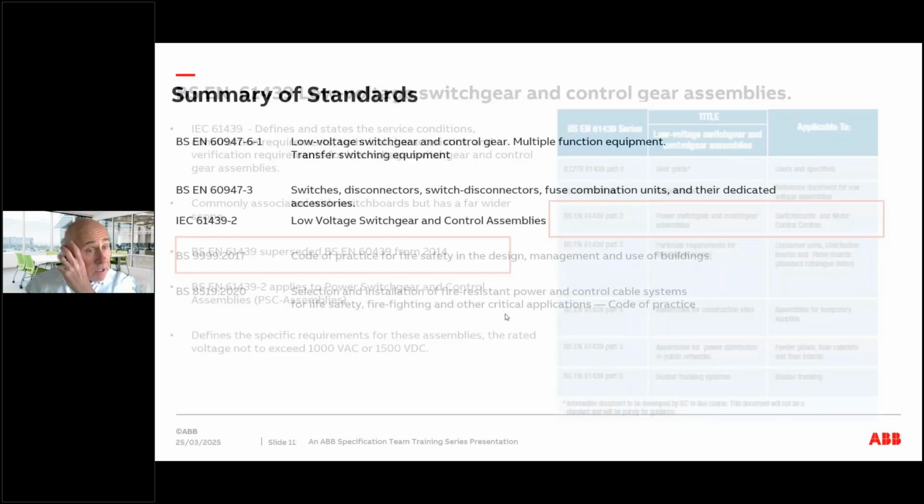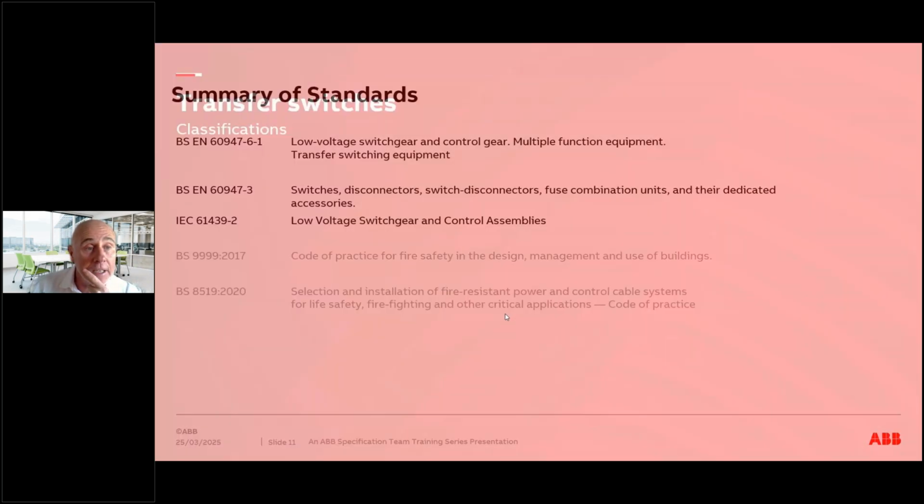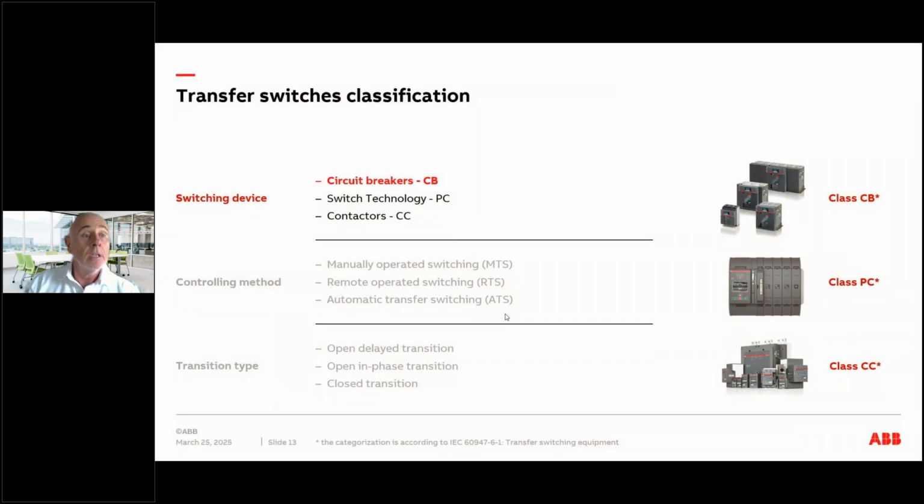So that's just a few of the common standards that apply to the switching standards. We'll move on now to the classifications as dictated by the standards. So we'll take a look at the switching devices. There are 3 methods that you can use for the devices that actually do the switching. There's circuit breakers, classified as CB, switch technology, which is classified as PC, which we'll come on to a bit later, and contactors, CC.